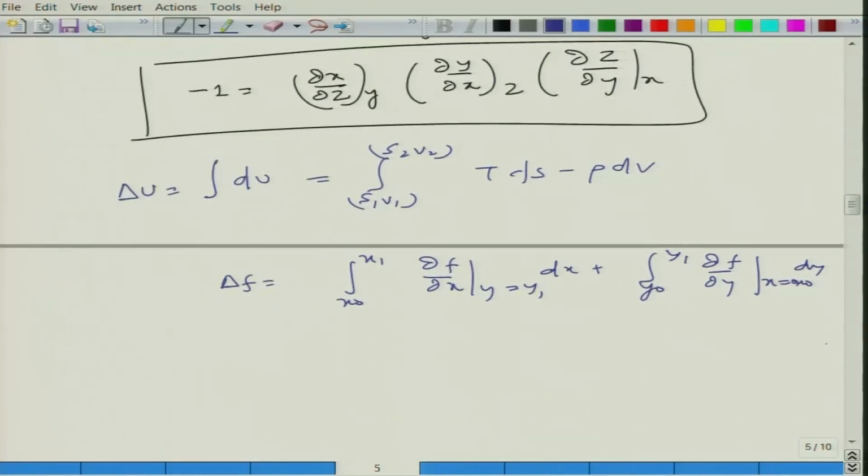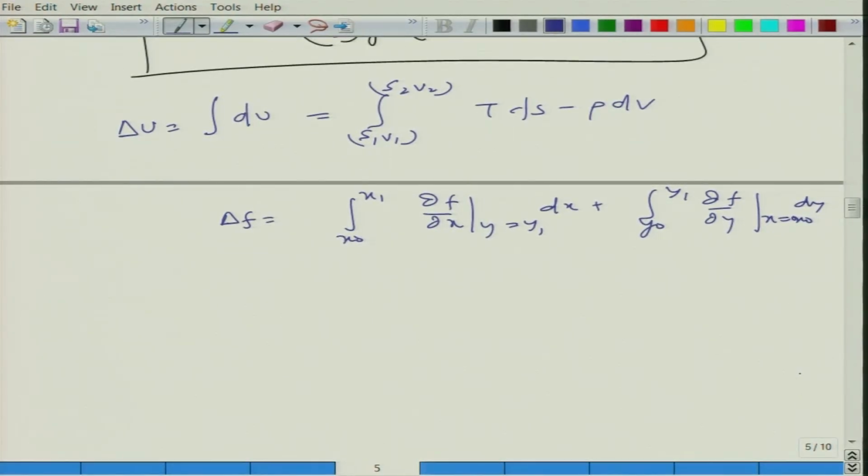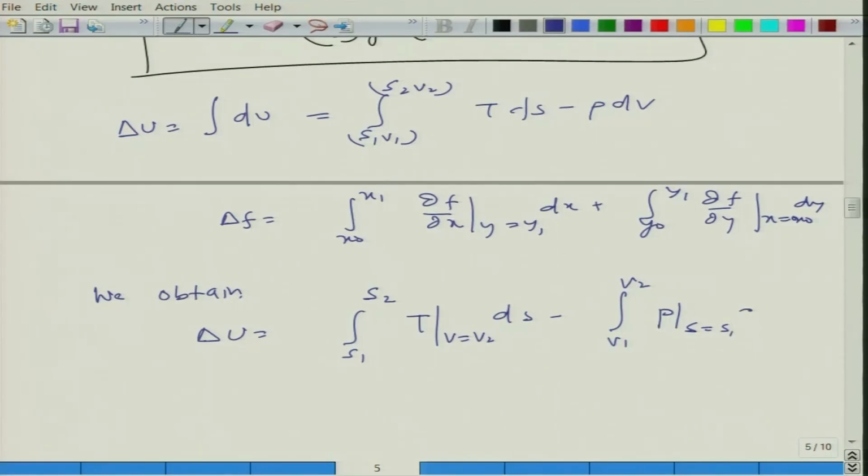So, if we make use of this expression which we have used here, then we should obtain delta u from S1 to S2 of T at constant V is equal to the integral from V1 to V2 of minus P at constant S equal to S1 dV. Now, this is something which clearly follows from the expression of the contour integral.